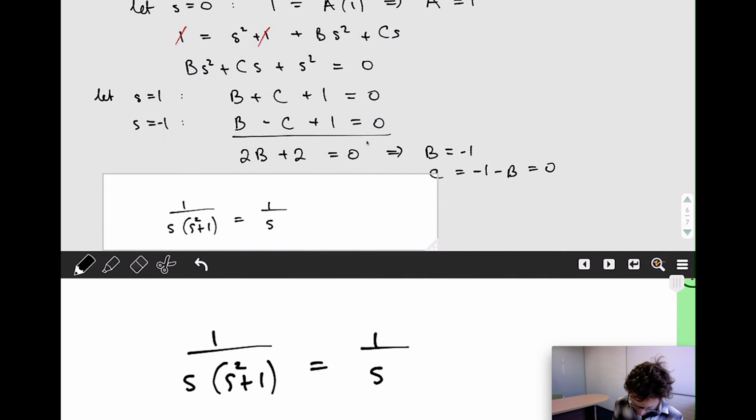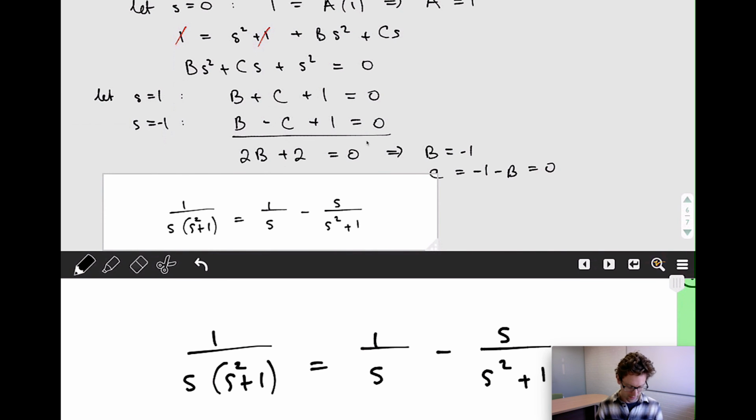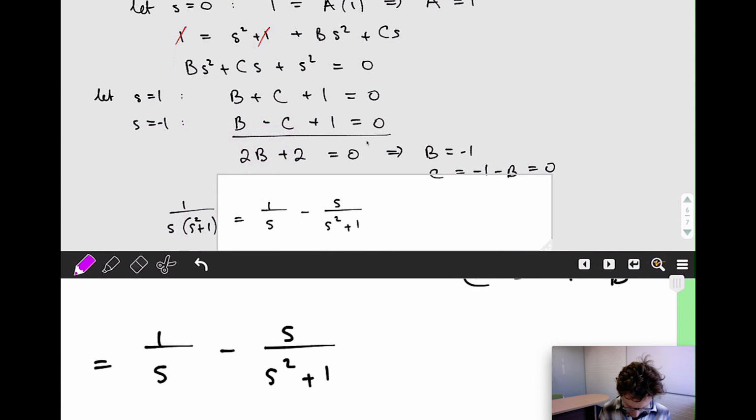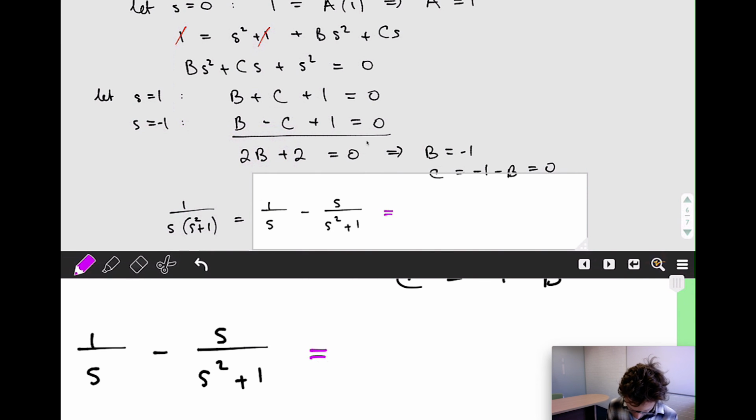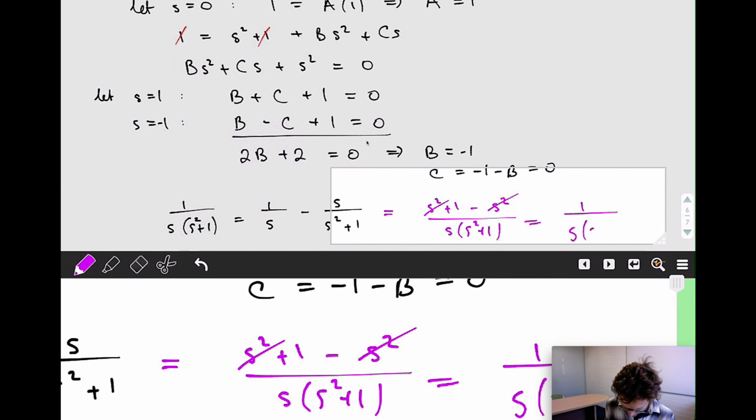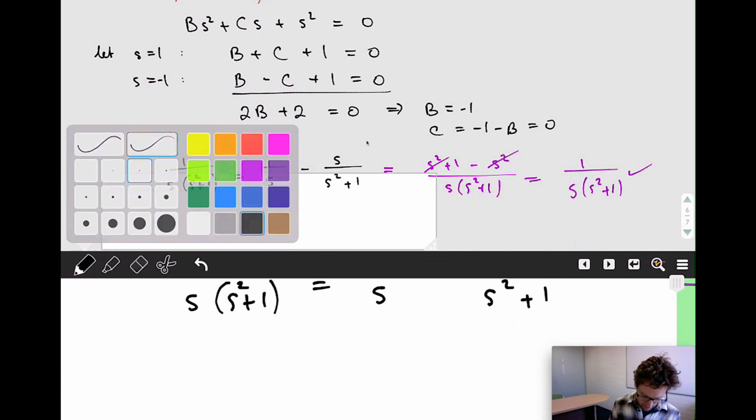So that's 1 over s plus minus 1 times s over s squared plus 1. And it's always worthwhile just checking to make sure we haven't made a mistake. Cross multiplying here, I'm going to get 1 times s squared plus 1 minus s times s all over s squared plus 1. The s squareds cancel out. I'm left with 1 over s squared plus 1. So indeed that works out. Okay, so I found my partial fractions expression for that.